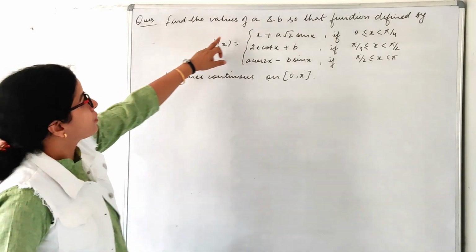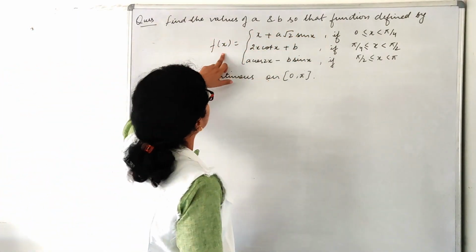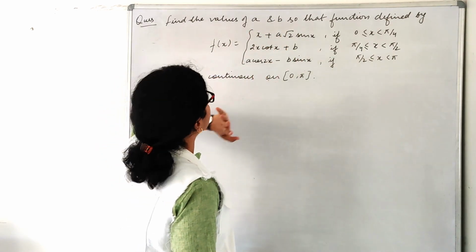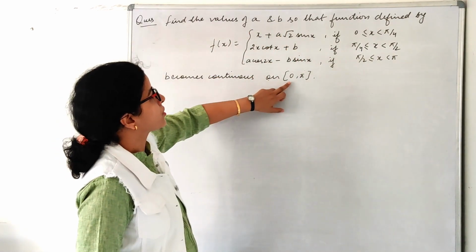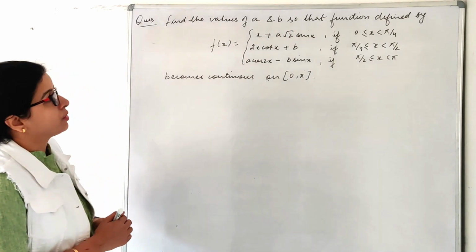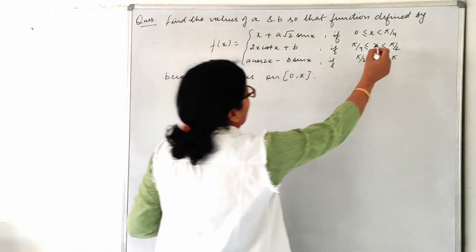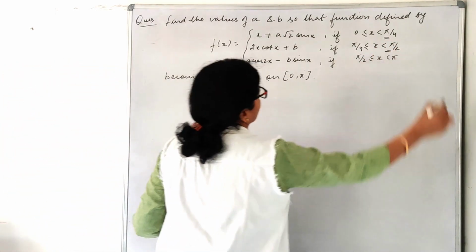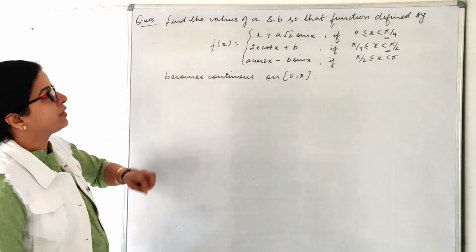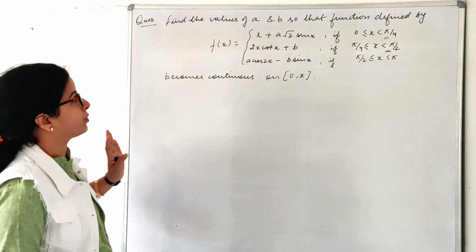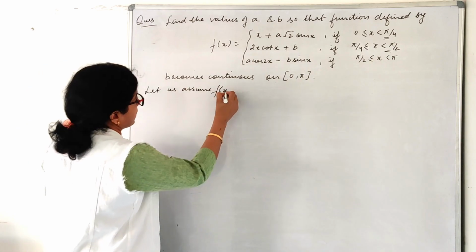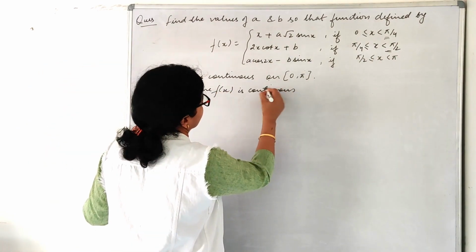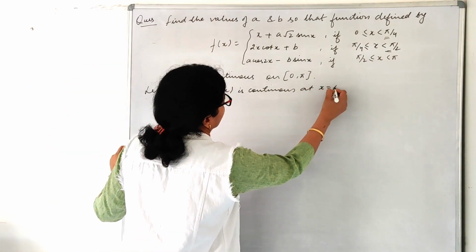So find the values of a and b so that the function defined by this definition, the function they have given, becomes continuous on the closed interval 0 comma pi. So we can discuss continuity at pi by 4 and pi by 2, right? So first of all, we'll discuss continuity at pi by 4. Let's assume f(x) is continuous at x equals pi by 4.